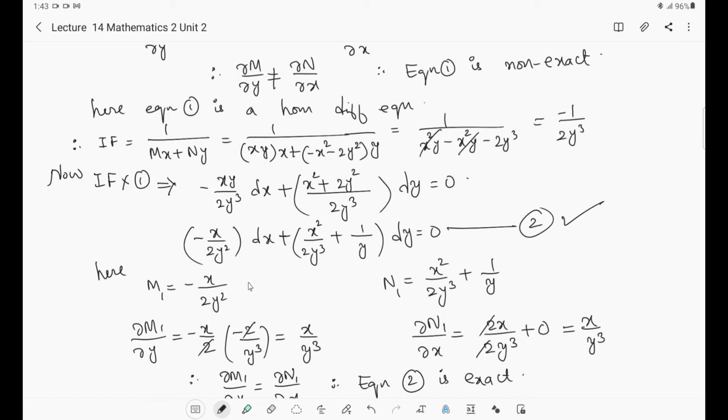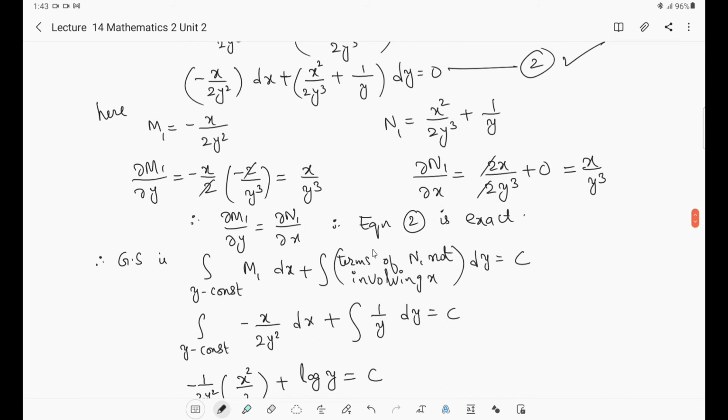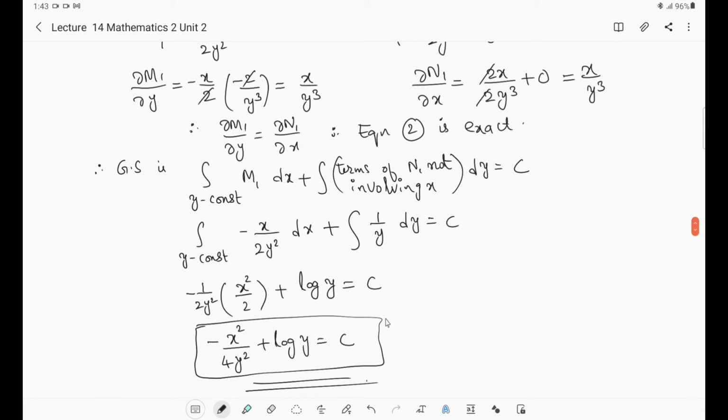So let us verify. We have taken this as M1 and this complete term as N1. Then ∂M1/∂y and ∂N1/∂x, we got these two are equal. Then equation 2 became exact. Once it is exact, we know how to find the general solution. The formula is this. Finally we got the general solution to be minus x square by 4y square plus log y. So this is the procedure for solving non-exact differential equations that are homogeneous.